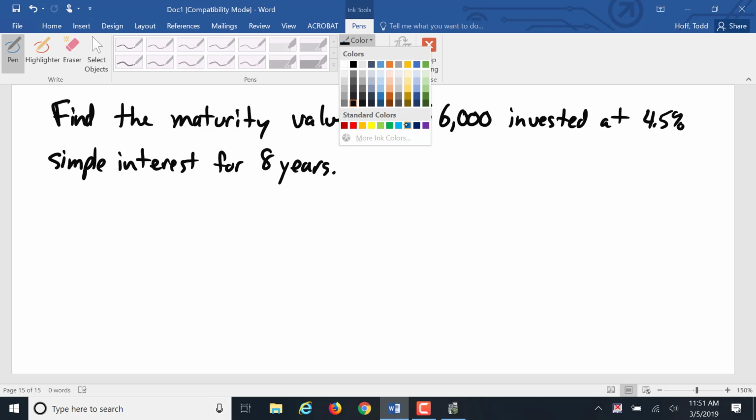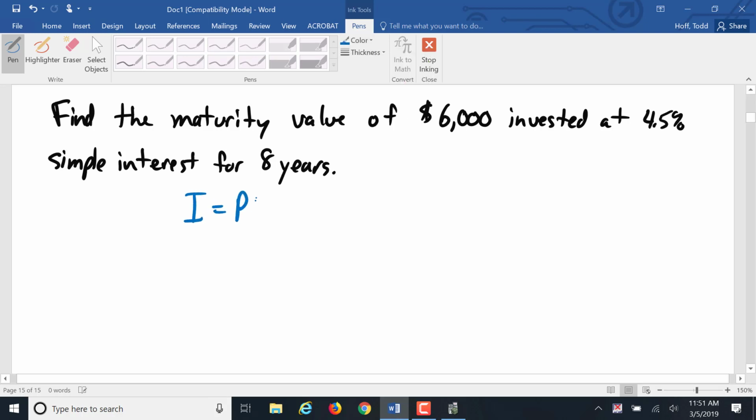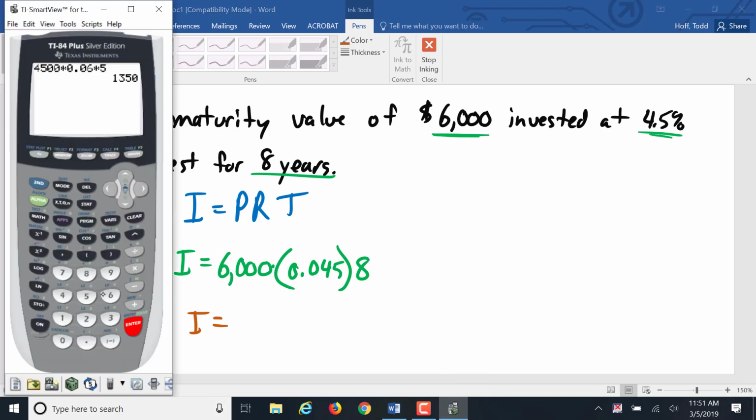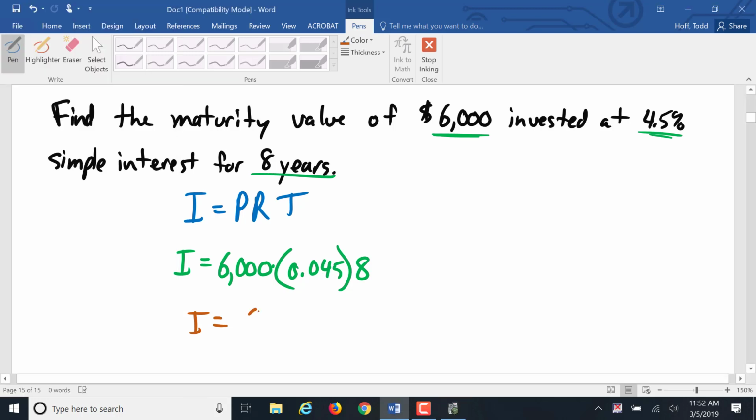So we start out with that I equals PRT formula, and we're going to be finding I. Our principal is the $6,000 times our rate, 4.5% as a rate is 0.045, and our time is 8 years. So once again, we just multiply that out. 6,000 times 0.045 times 8, we get $2,160. But now we're asked to find the maturity value.